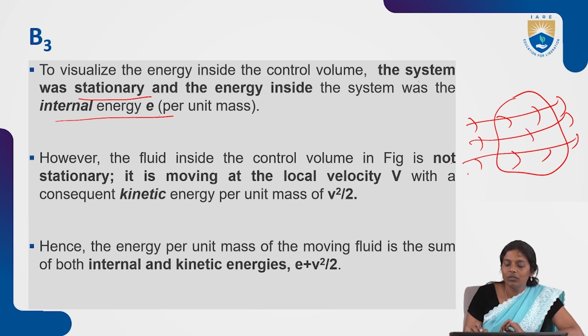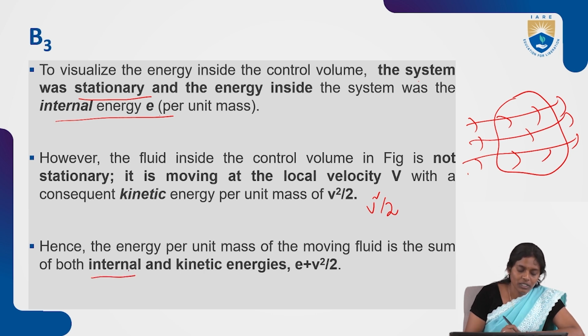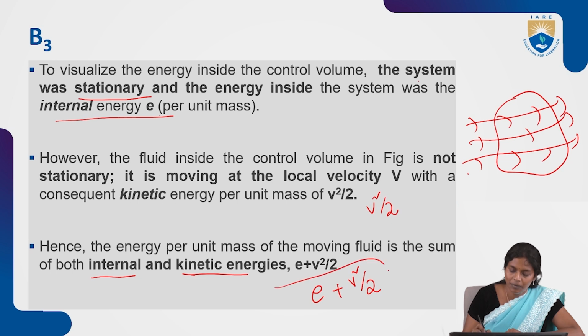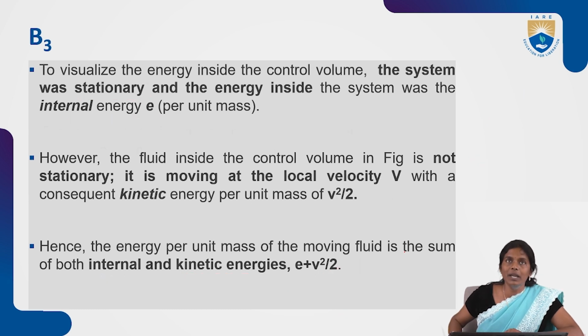So the fluid inside the control volume is not stationary, it is moving at a local velocity V with a consequent kinetic energy per unit mass, that is nothing but V square by 2. Hence the energy per unit mass of a moving fluid is the sum of both internal energy as well as the kinetic energy. So internal energy is e plus kinetic energy is V square by 2. So this is nothing but the energy per unit mass of the moving fluid: e plus V square by 2.